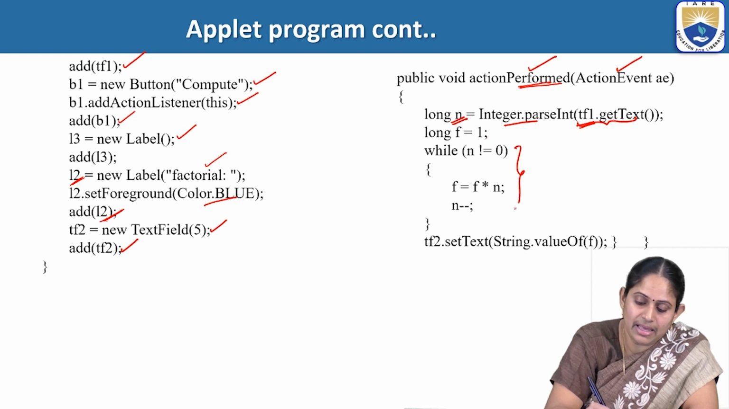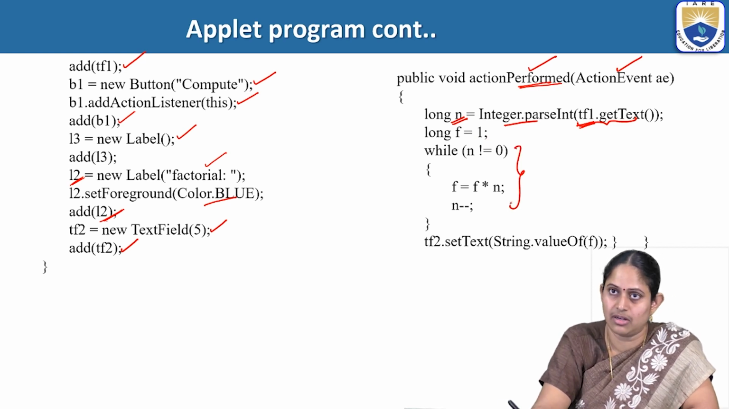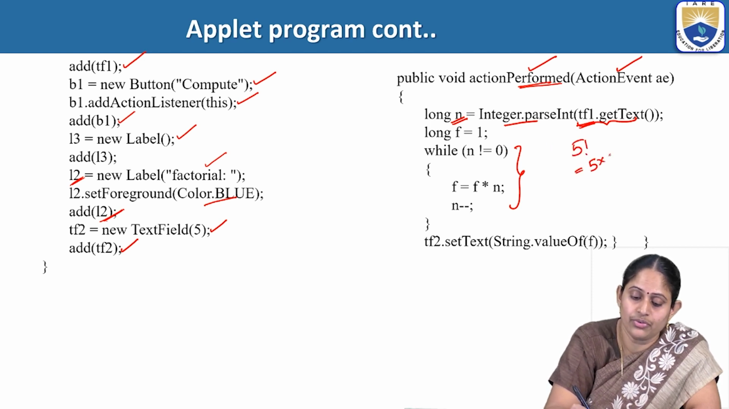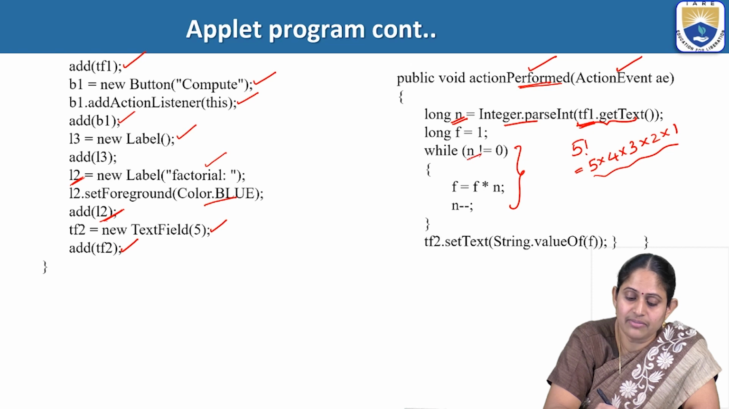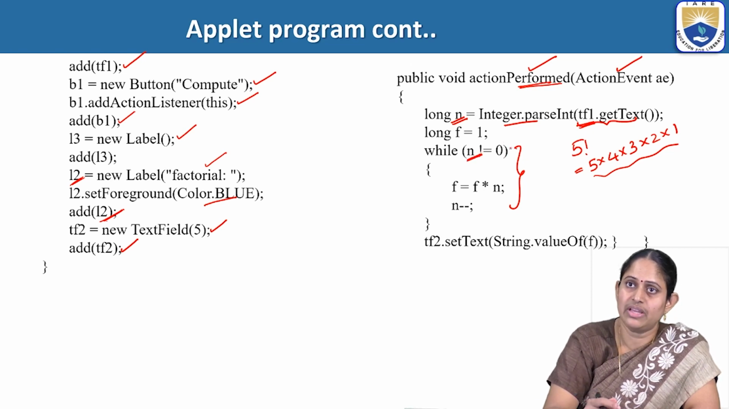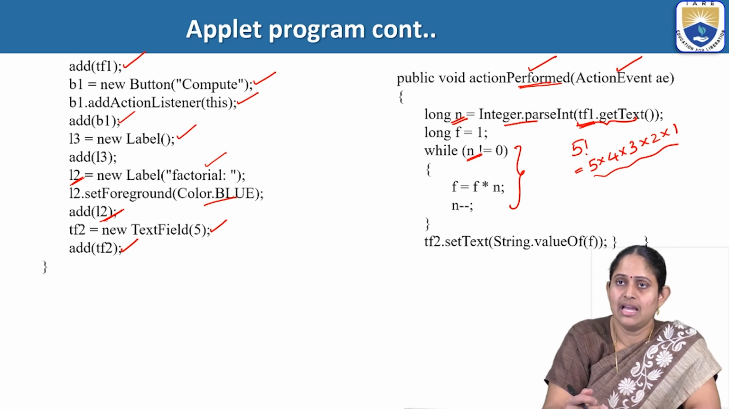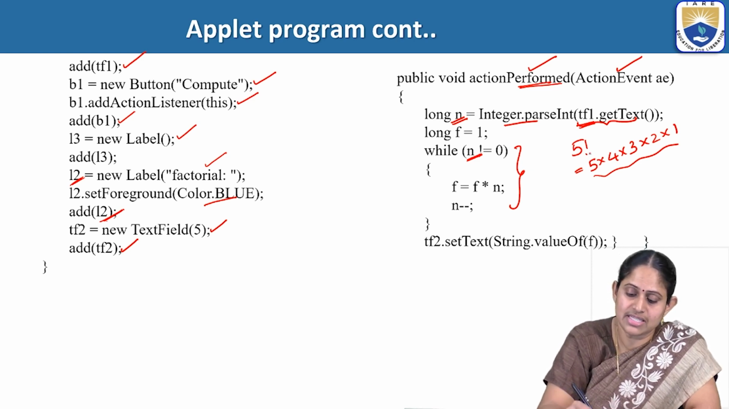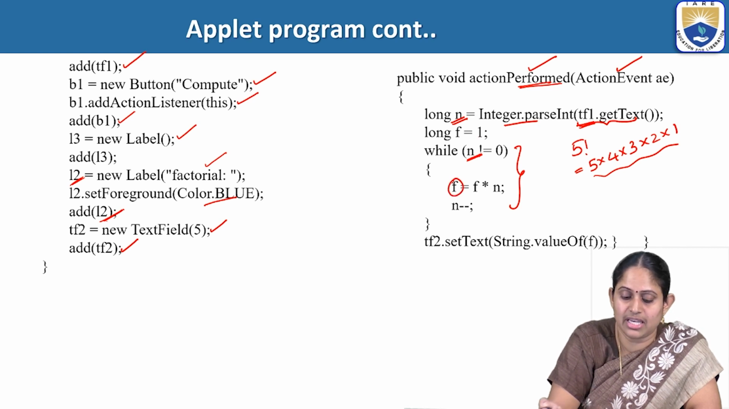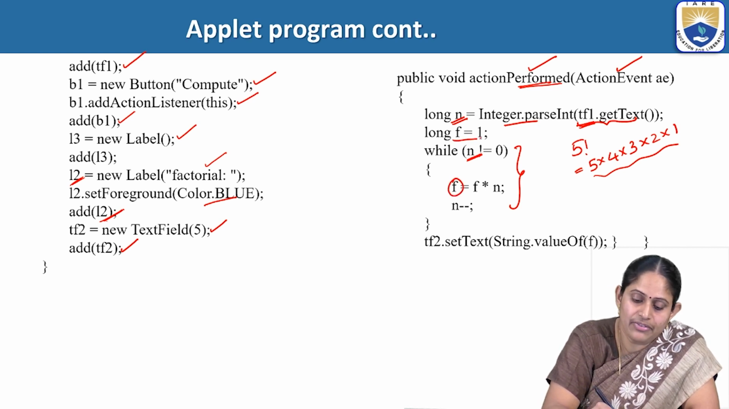And then we are making use of the factorial logic. What is 5 factorial? 5 factorial is 5 into 4 into 3 into 2 into 1. So we have to compute this. For that, we are looping until n is 0. We start from 5, go back till n becomes 0, and factorial is stored in the variable f. So f value is set to 1.